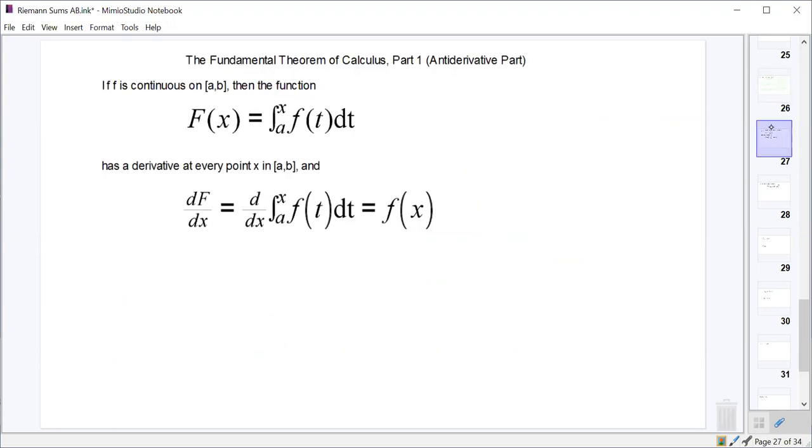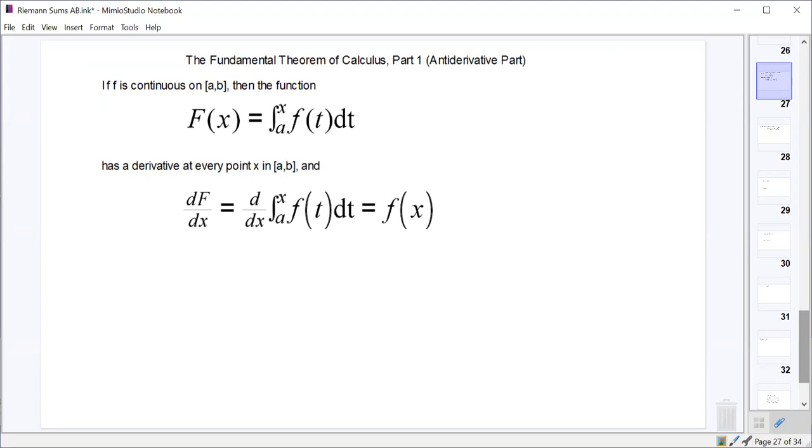All right. Now, on to what we call the fundamental theorem of calculus. And this is exceptionally important. And hopefully we're going to get through enough of this that I can give you some work to practice with this weekend. The fundamental theorem of calculus has 2 parts. The first part is called the antiderivative part.